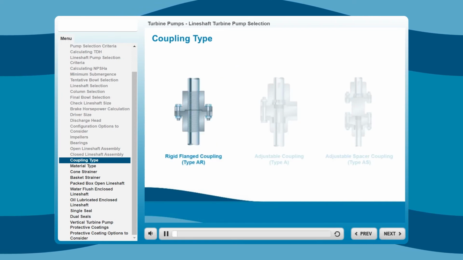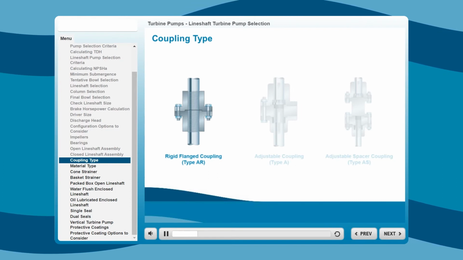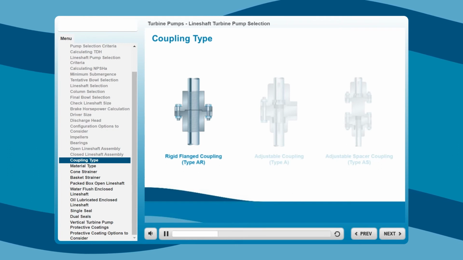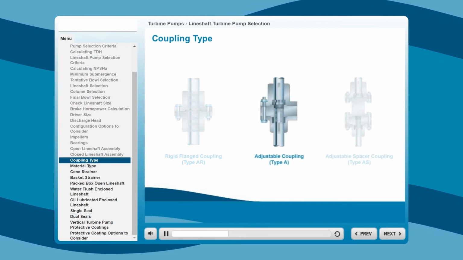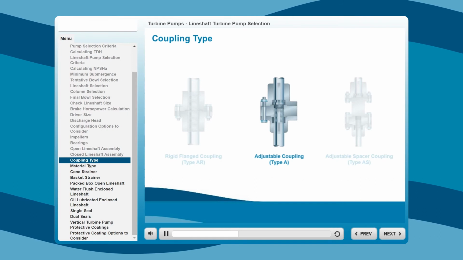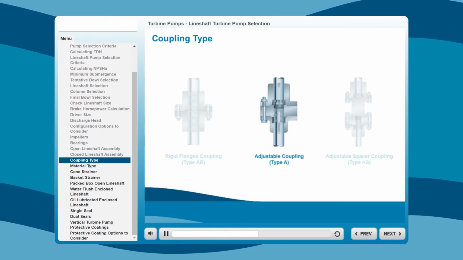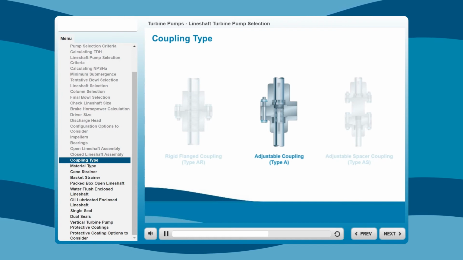The rigid flanged coupling is used to couple the pump to a vertical hollow shaft driver. The impeller adjustment is performed using the nut located on top of the motor. The adjustable coupling is designed for vertical solid shaft drivers. With this type of coupling, impeller adjustments are made by using the adjustable plate in the coupling.